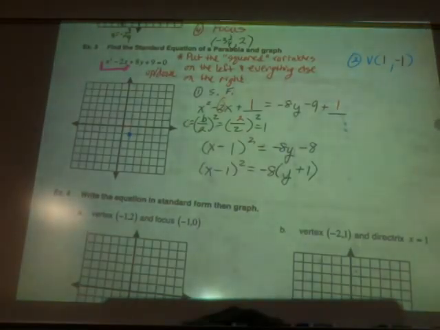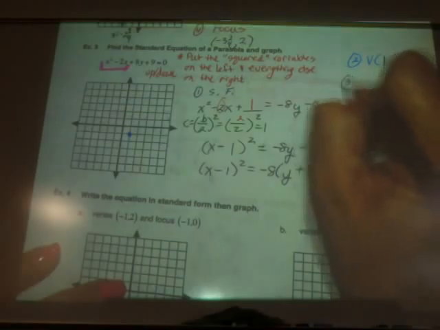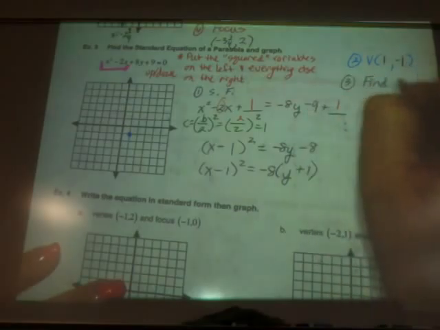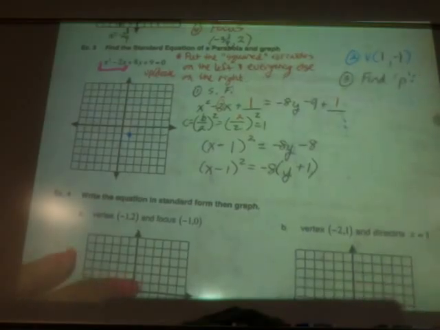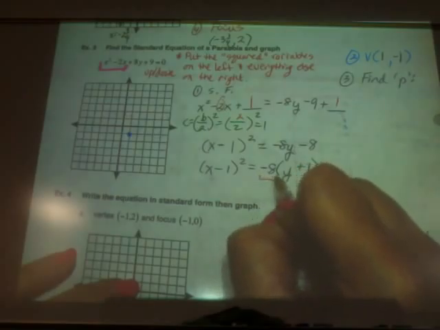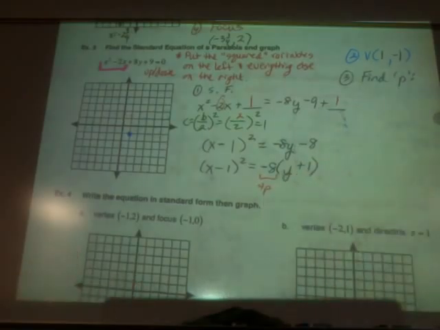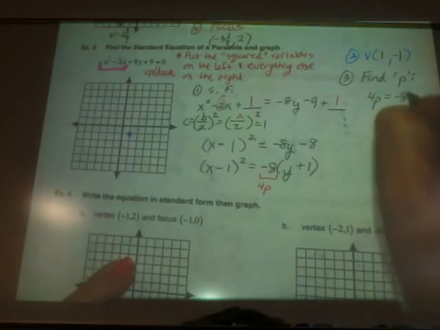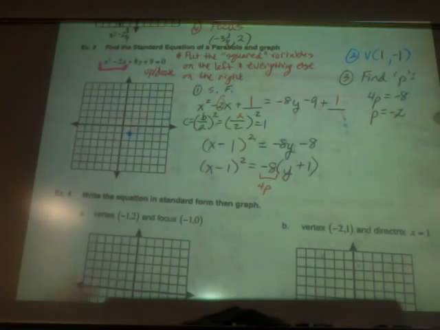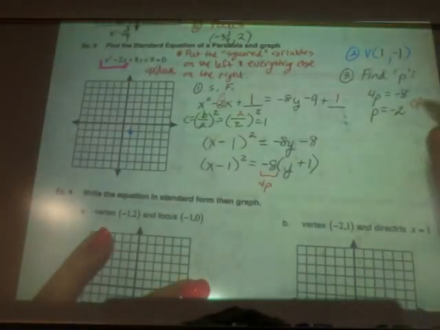So now don't I find P? How do I find P? Remember this negative 8 here? Isn't that negative 8 in the position where the 4P should be? Whatever number is out in front of the parentheses on the non-squared side, that's supposed to have a value equal to 4P. So 4P is equal to negative 8. What does P equal? Negative 2. Because P is negative, does this open up or down? Opens down.